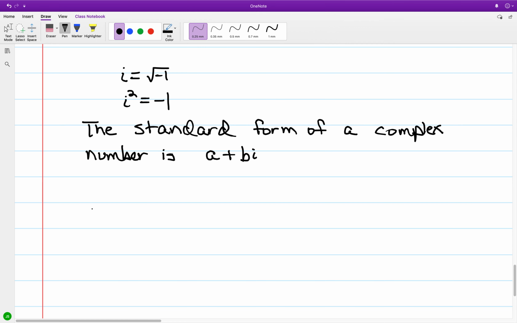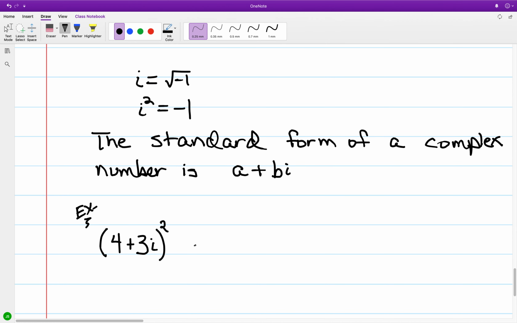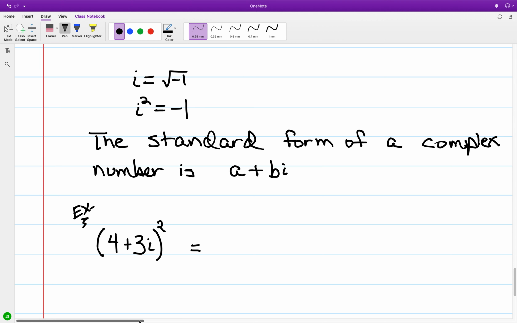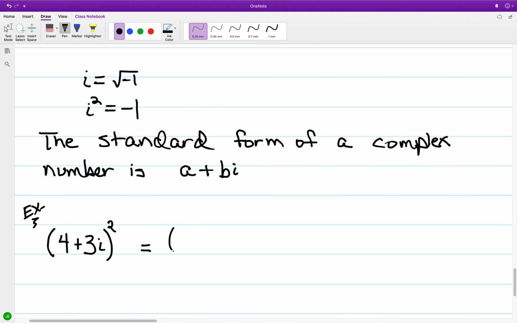where you're expressing something in terms of a plus bi. Let's say we have the square of a complex number that is in standard form, say 4 plus 3i quantity squared. So that's going to be 4 plus 3i times itself.